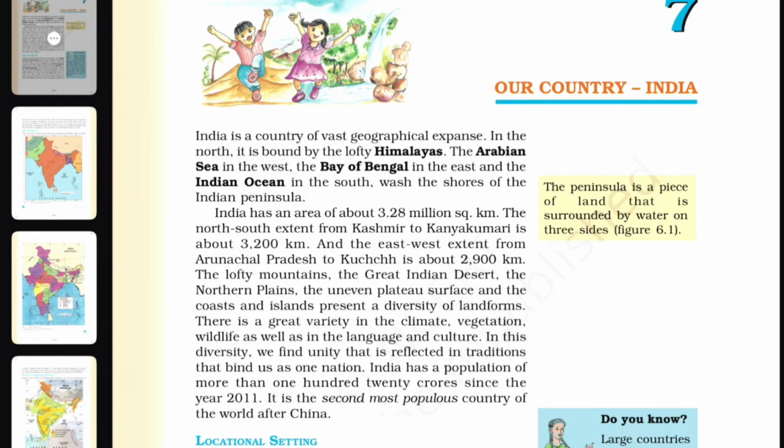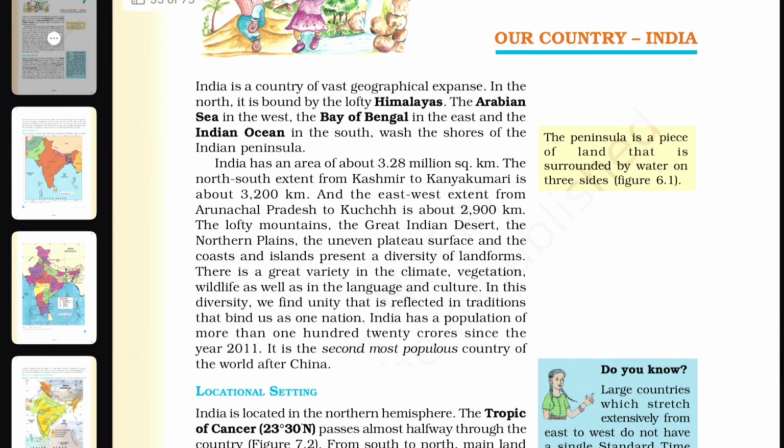Hello everybody. So our today's topic of discussion will be Our Country India, Chapter 7 of NCERT Geography Class 6. So we'll basically focus on the major key terms. Okay. So in the first paragraph, there is a brief description about our country.